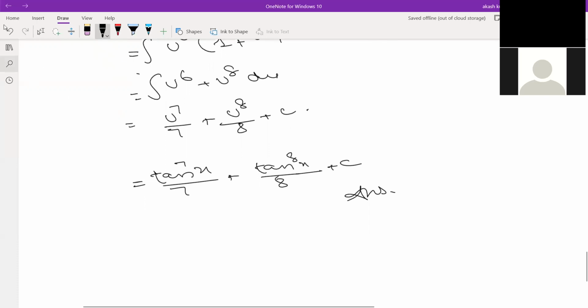Wait, u to the 9, it will become u to the 9. When I integrate u to the 8, the power will be increased, so it becomes u to the 9 divided by 9. So that's the answer.